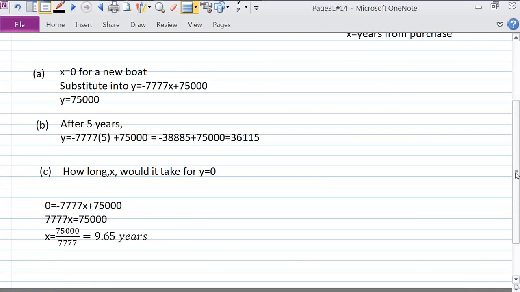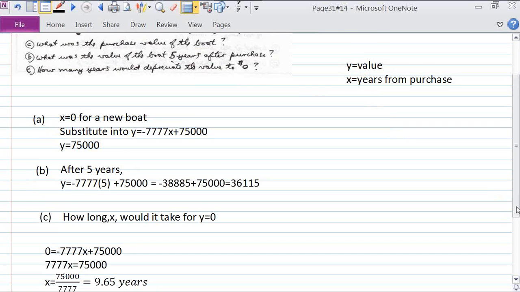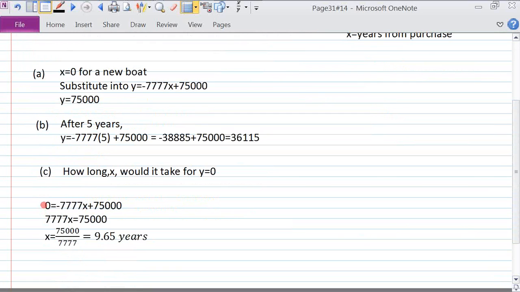Now, the third part, let's read what it says. How many years, so you want to know x, would depreciate the value to 0. So you want y to be 0 now. So you go back into this formula, and instead of y you put 0 equals minus 7,777x plus 75,000, and then you just solve for x. How long, x, would it take for y to equal 0?